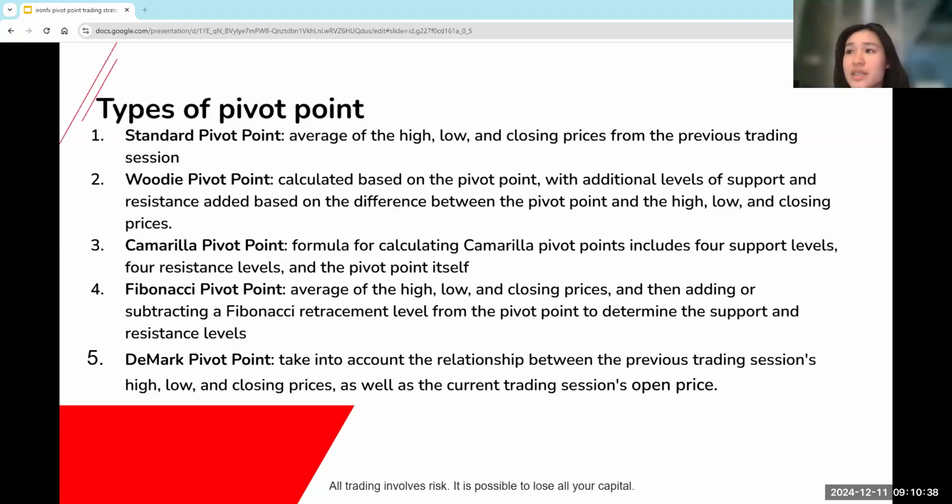So the support and resistance levels here are then calculated based on that pivot point. Next, we have the Fibonacci pivot points.